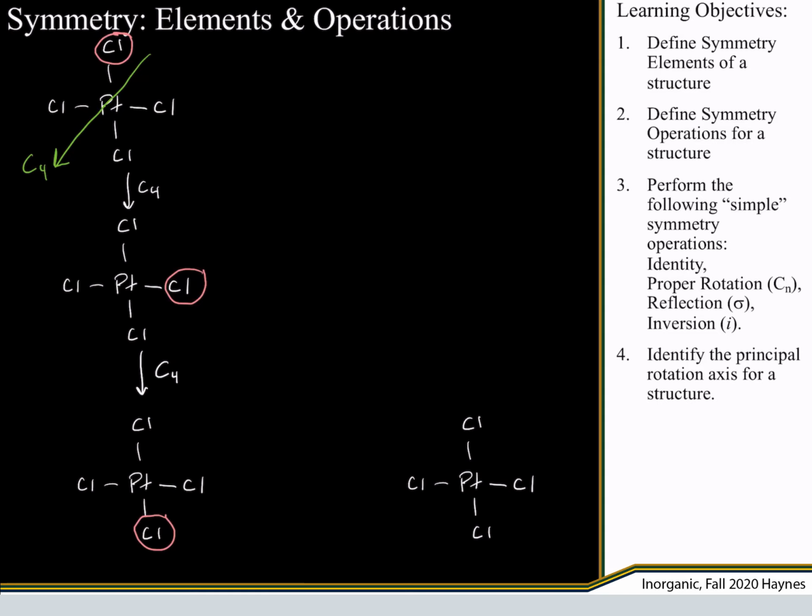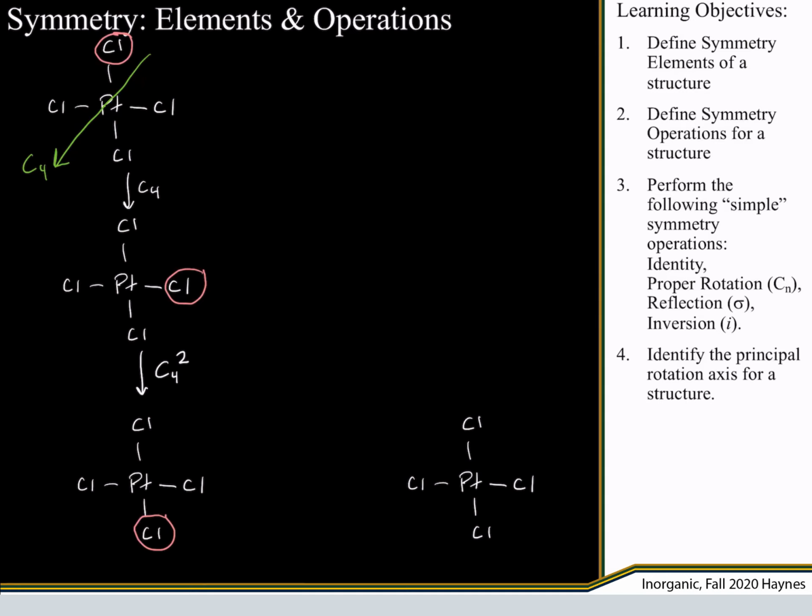And now this is where we're going to start to introduce some new terminology or new ways of describing this. This was my second C4, right? So I'm describing from where I started to this point. It would be 2 C4 operations, right? The first C4 operation brought the chlorine to the right. The second C4 operation brought that chlorine down to the bottom.